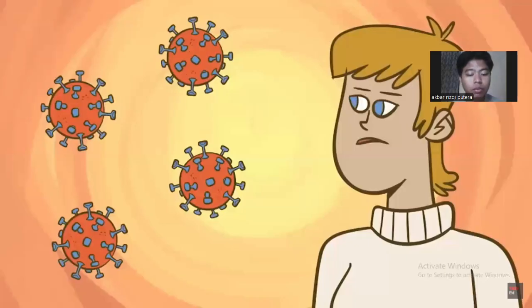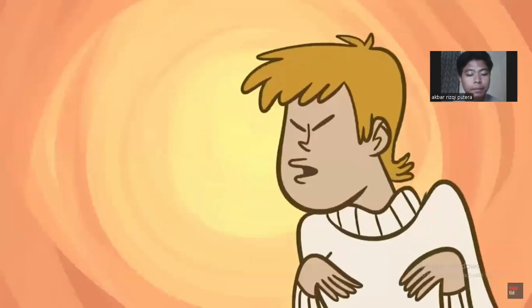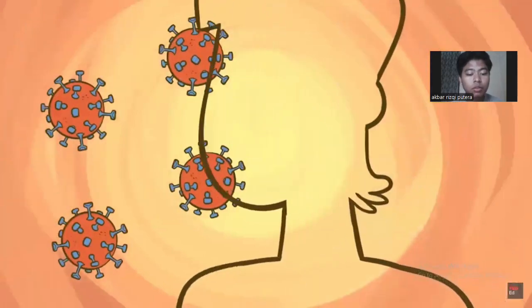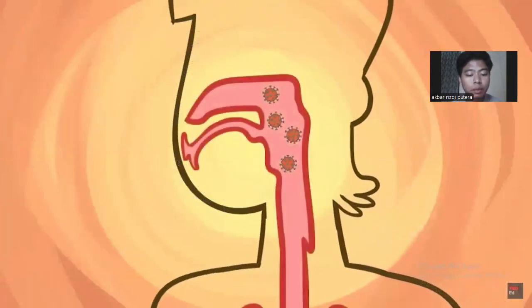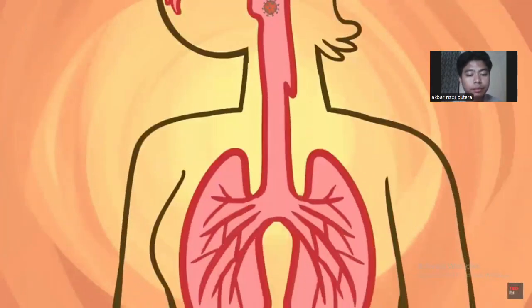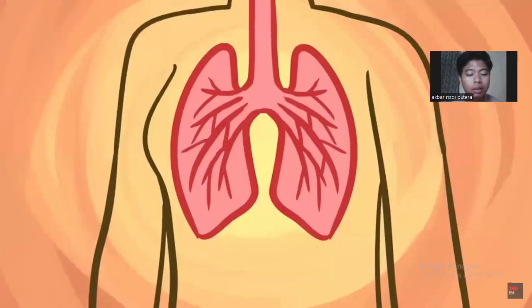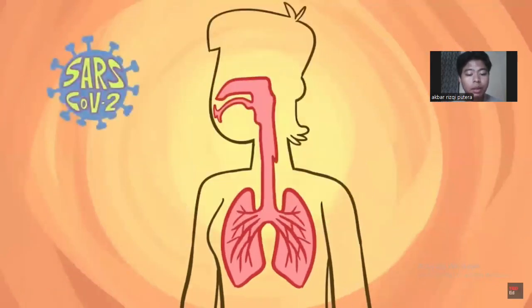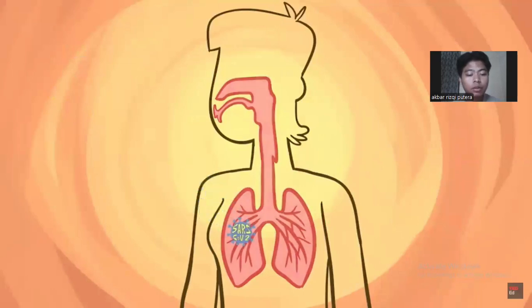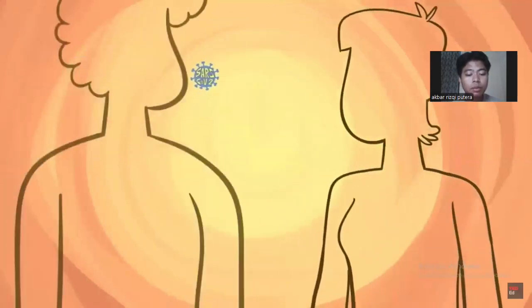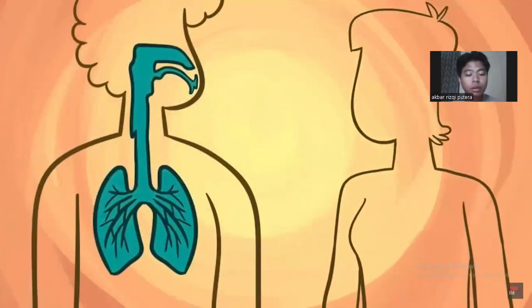Of the 7 human coronaviruses, 4 cause colds, mild, highly contagious infections of the nose and throat. 2 infect the lungs and cause much more severe illnesses. The 7th, which causes COVID-19, has features of each. It spreads easily but can severely impact the lungs.